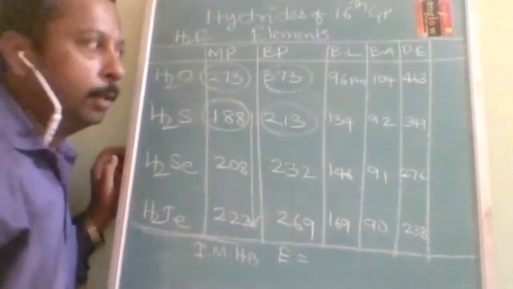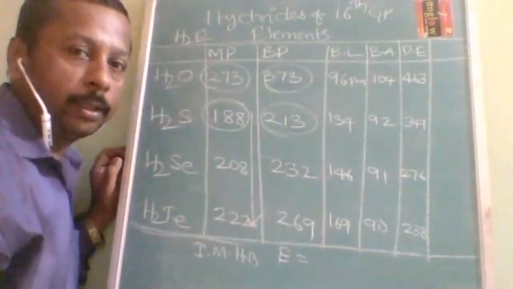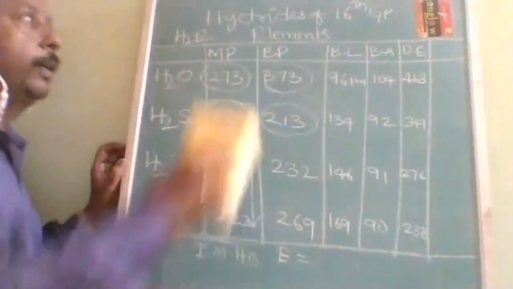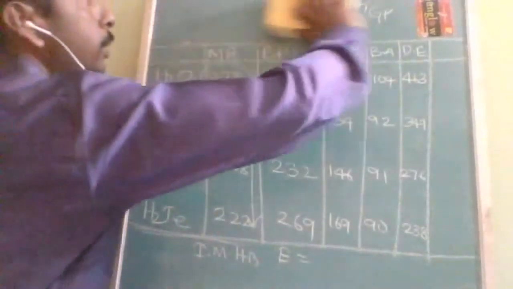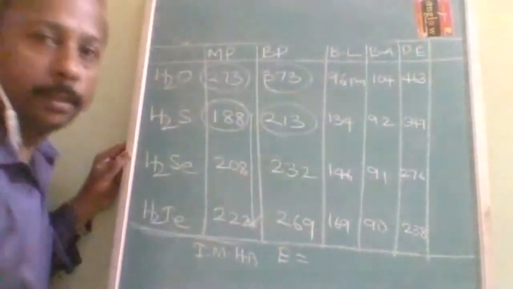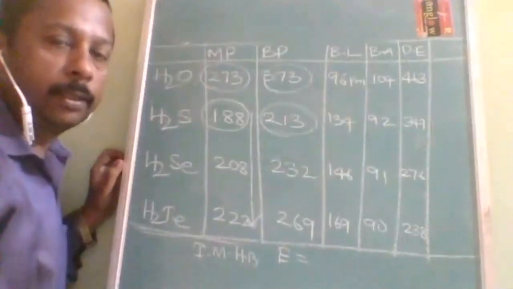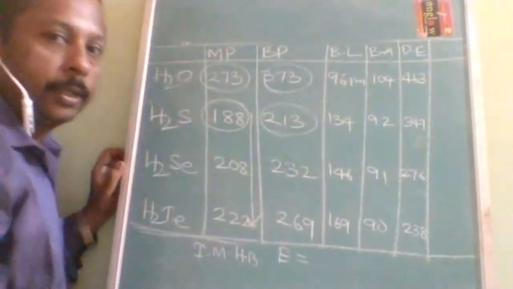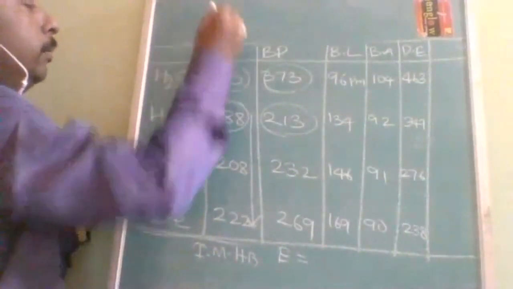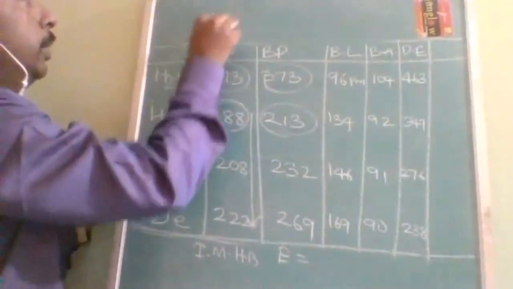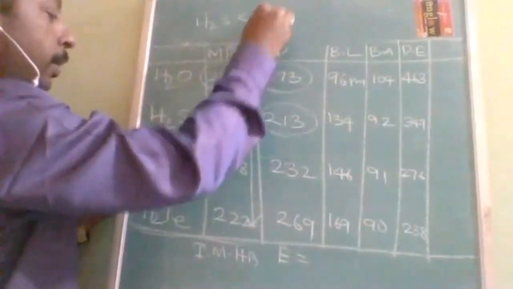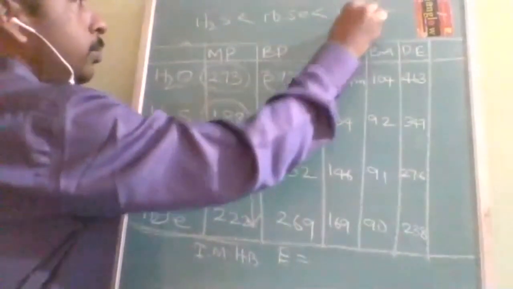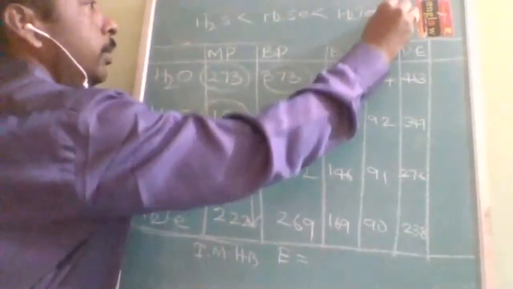Is it understood? Now some people are smartly revising, they are making it in two different ways. They are understanding this concept, they are memorizing this concept in two different ways. Somebody will write in the form of the order. Okay. Likewise for melting point, first what should you write? H2S less than H2Se less than H2Te less than H2O.